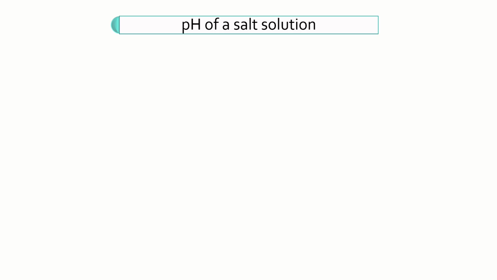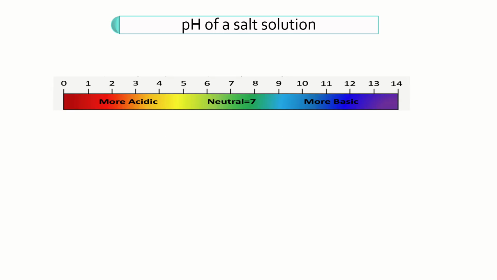Now we will see the pH of a salt solution. The pH value ranges from 0 to 14, telling whether the salt is an acidic salt, a basic salt or a neutral salt. On this pH scale, if the value is from 0 to 7, it is an acidic salt, whose hydrogen ion concentration is more. If the hydrogen ion concentration is less or the hydroxide ion concentration is more, then the salt is a basic salt. The range is from 7 to 14, and 7 is neutral.